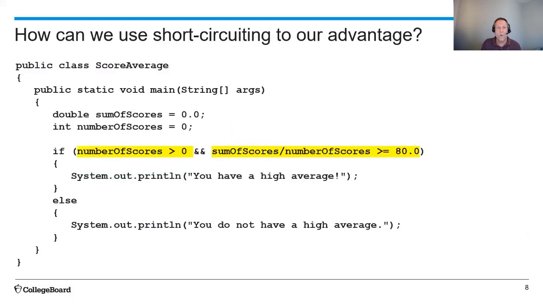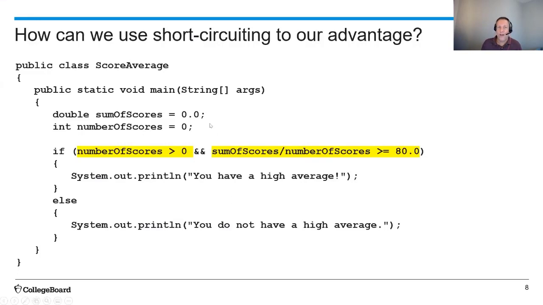Why do we care? Well, here's how we can use short-circuiting to our advantage. Here's a program called score average. And in this case, I've got 2 variables. I've got a sum of scores, which is a double, and a number of scores, which is an integer. I set them both equal to 0. And this is a program where I'm going to try to calculate my average score after I have a sum of scores, and I'm going to divide them by the number of scores, which is how we calculate our average. And if that average happens to be greater than 80, well, then I want to print out you have a high average. Otherwise, I'm going to print out that you do not have a high average.